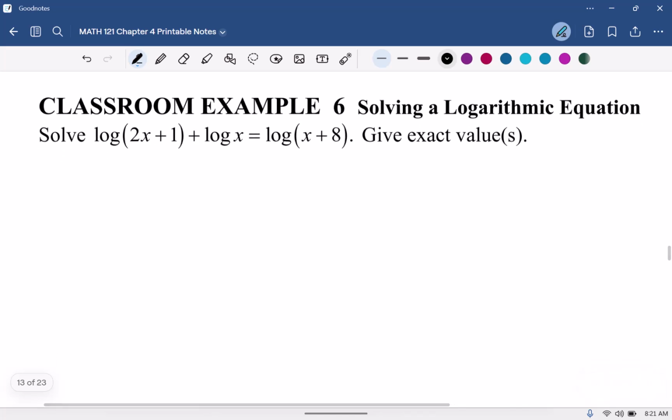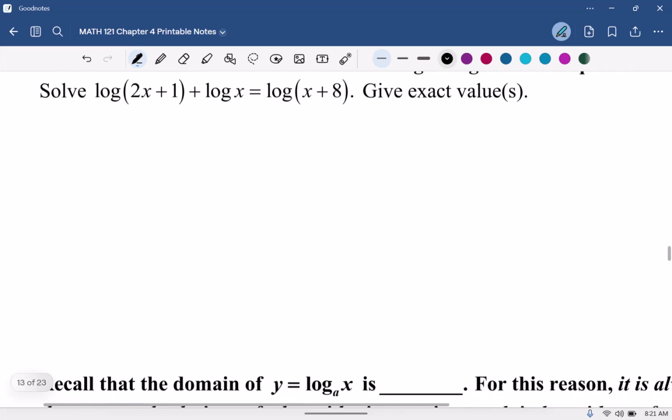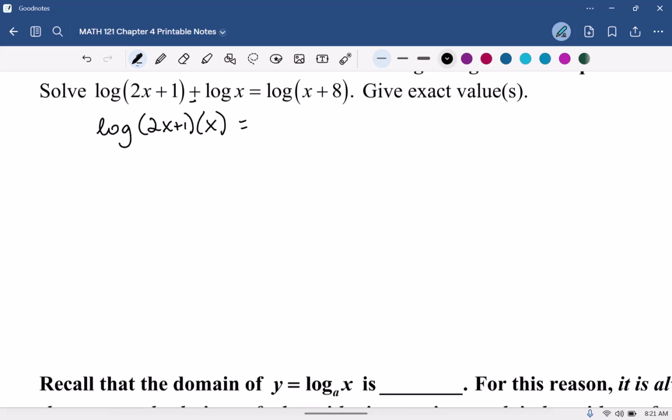Now this is going back to ones we've already hit a little bit, but I'm hitting them again because they're going to be on your test, and your quiz for this week is pretty heavy on these. So remember that plus goes with times, so I'm going to condense. Log of 2x plus 1 times x equals log of x plus 8.